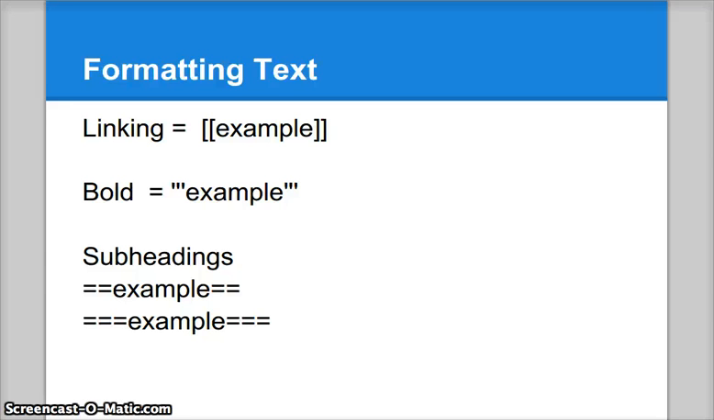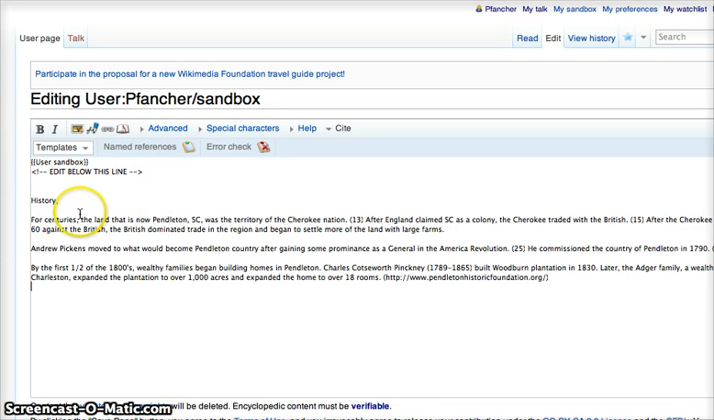You guys have already seen how to do this, so I'm not going to walk it through, but I'm going to show you how to do it in my version. So I have all my text here. History needs to be a major heading, so there's going to be 2 equal signs before and after history. And then I just want to go through and add links.